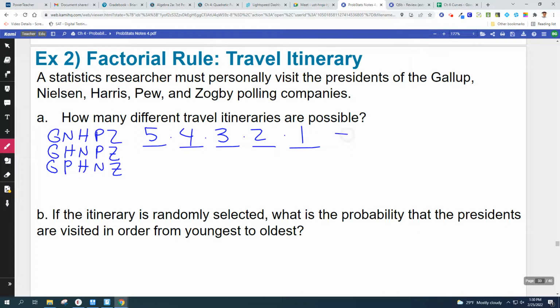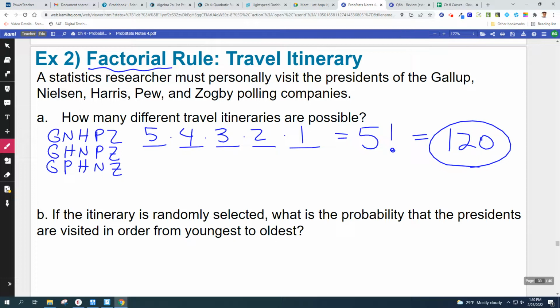Or, this problem is called a factorial rule. I'm not sure I would have recognized that as a factorial until after I saw that, but it is. 5 times 4 times 3 times 2 times 1 is a factorial. Either way, you're going to get 120. 120 different ways of doing that. Okay, would you have wanted to list all of those out?